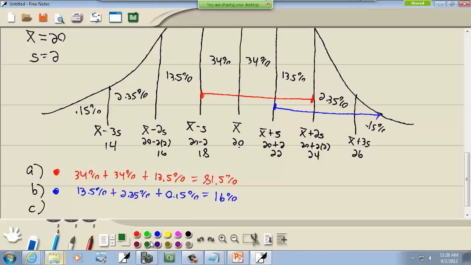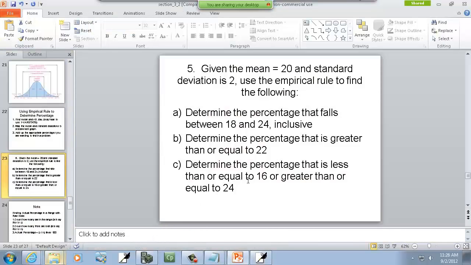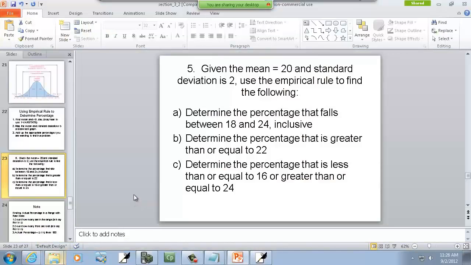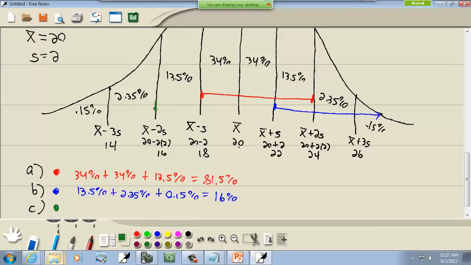Then C, I'll make it green, I guess. Determine a percentage that is less than or equal to 16 or greater than or equal to 24. So less than or equal to 16, here's 16. Less than or equal to would be that right there. Or greater than or equal to 24. Here's 24, so that'll be everything to the right. Okay, so here we got 0.15% plus 2.35%, and on this right side we'll have 2.35% and 0.15%. Oops.